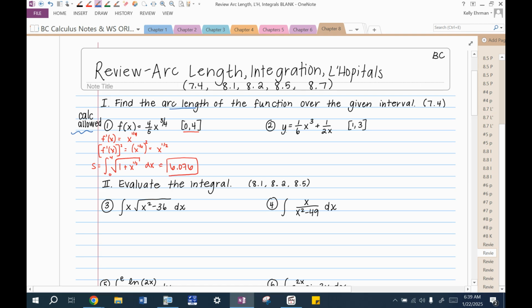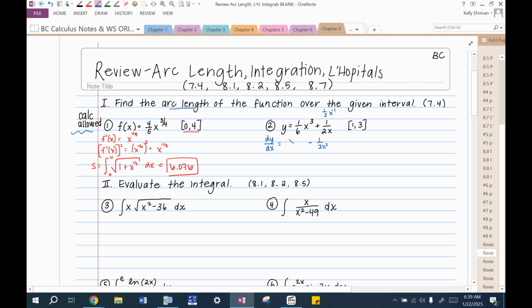Okay, same thing for the next one. We have a y equals. We want to get dy dx first. So 3 times 1/6 will be 1/2 x squared. And then this is like 1/2 x to the negative 1. So that's going to become minus 1/2 x to the negative 2, or I'm just going to put x squared down here. And I want to square this.